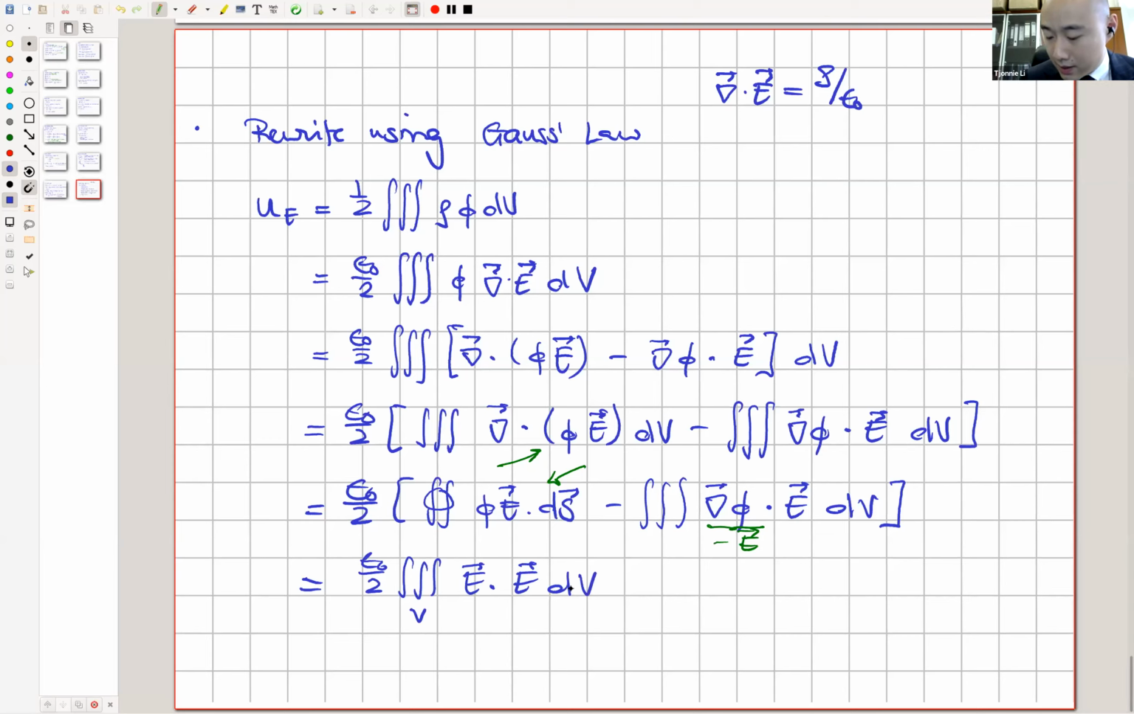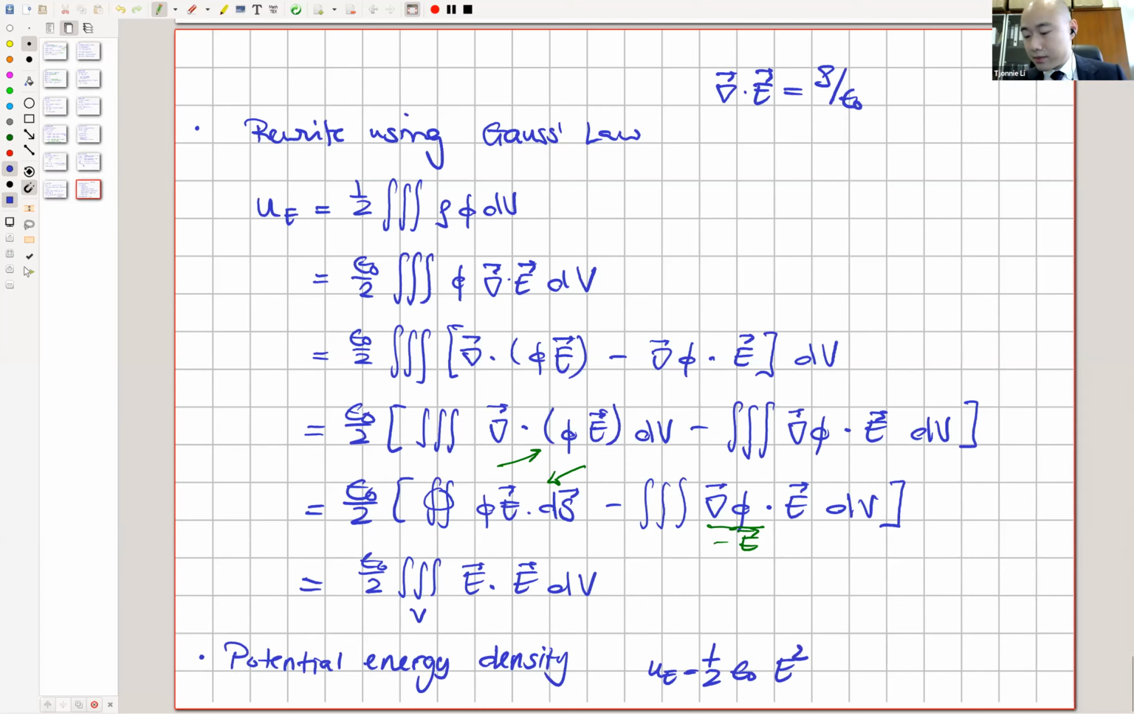And so the potential energy density, let's call this small u_E, is simply given by half epsilon E squared. Or if you want to write it a little bit more rigorously, I can write the modulus of E squared.